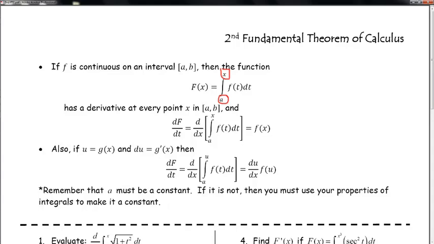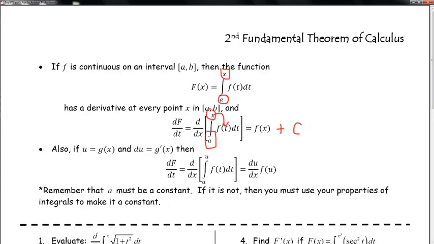So let's suppose that F has a derivative at every point x from a to b. So if I took the derivative of F with respect to x, which is equal to the derivative of my integral from a to x of f of t dt, I'm substituting in x for t, so I end up with just f of x. Notice that if I take the derivative of a constant, it goes to 0, so that's why we're not having this plus c, because my plus c has gone away.